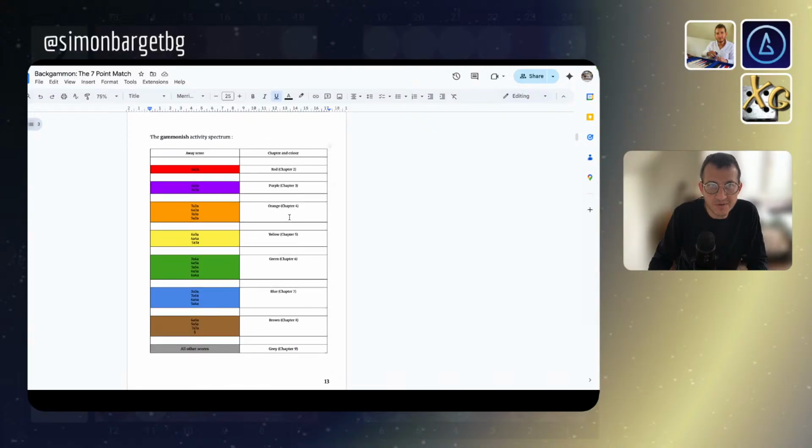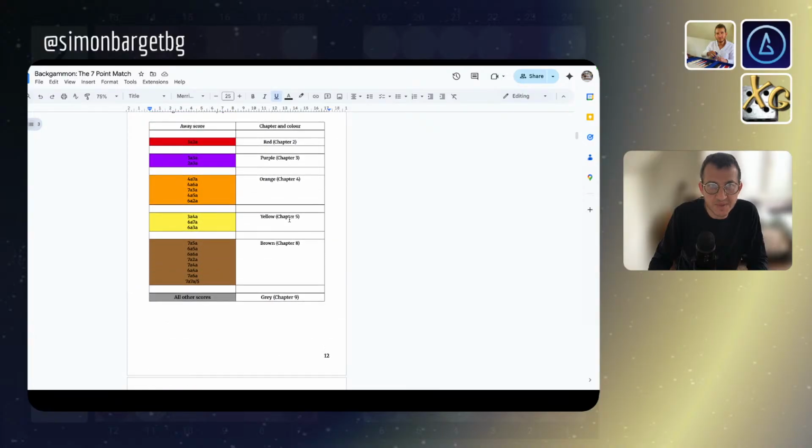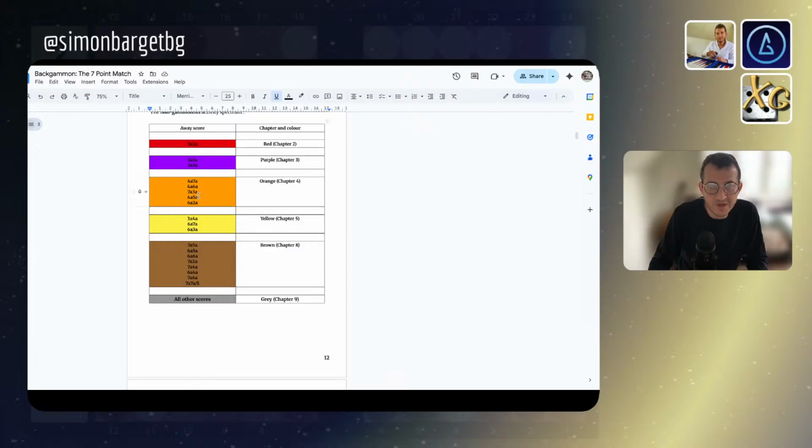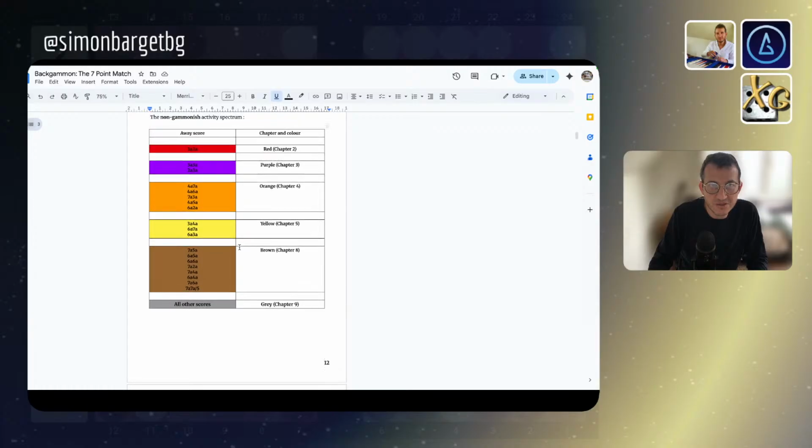And if I scroll up to the non-Gammonish spectrum, we have fewer colours, fewer bandings, but we still have that same 7 away, 7 away, and then all other scores. And before we go into a match, look at this, this is non-Gammonish. Who would have known that 4 away, 6 away is an active score in non-Gammonish positions?